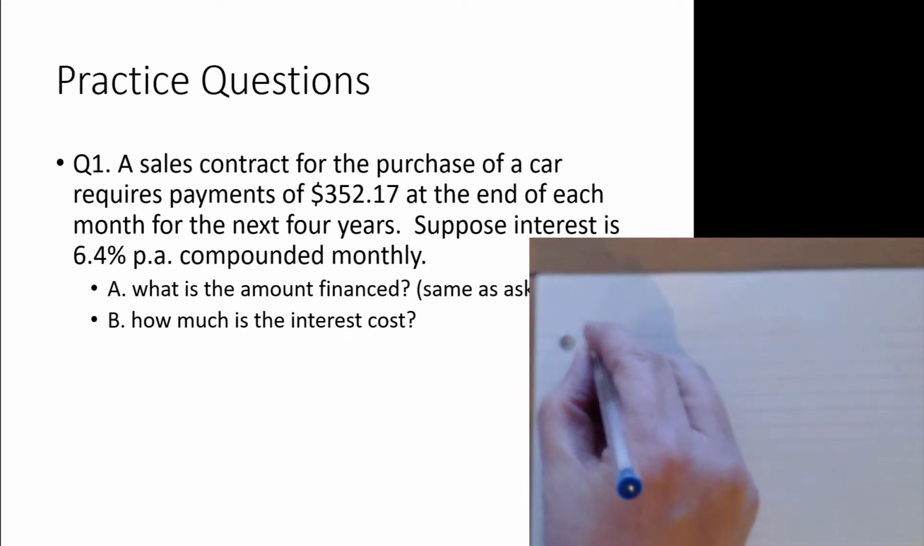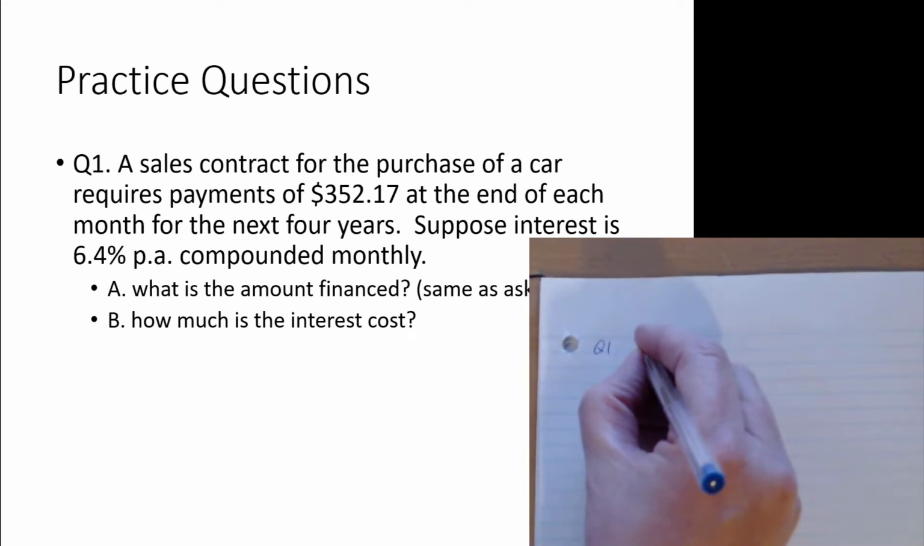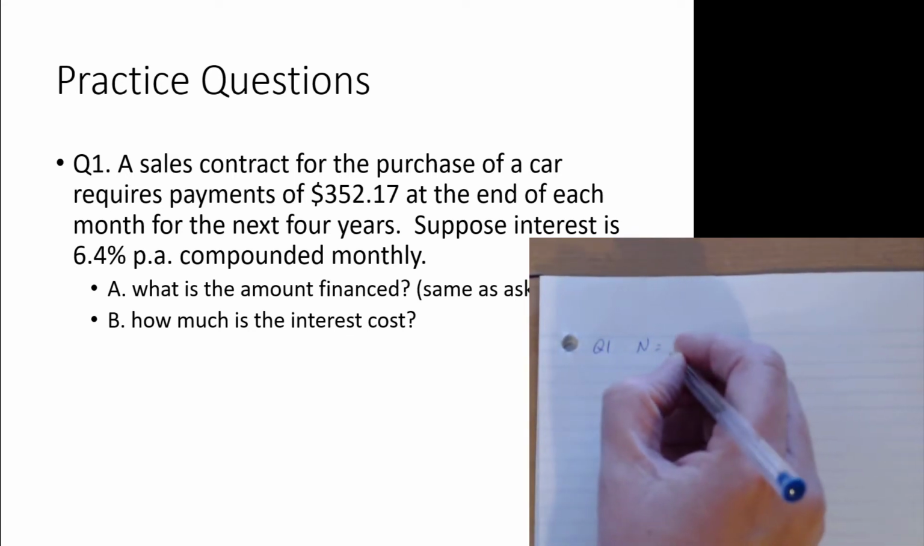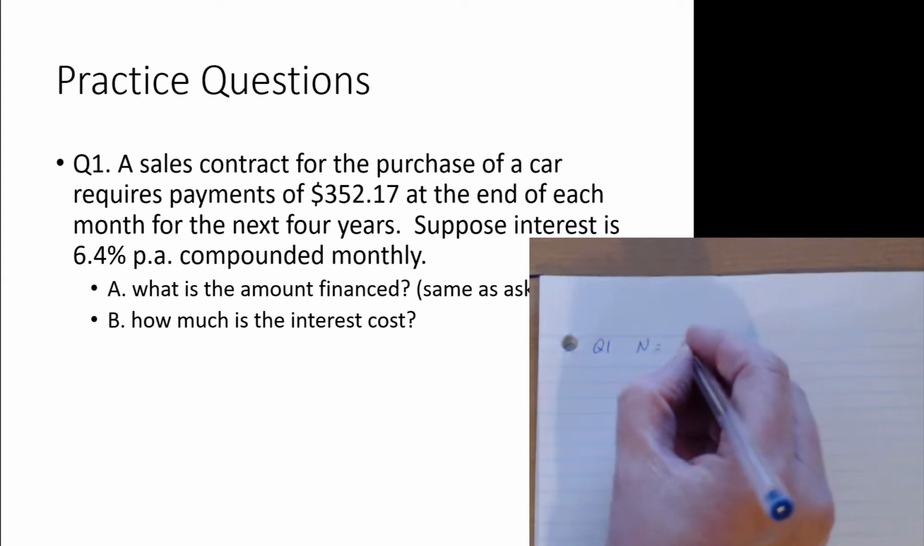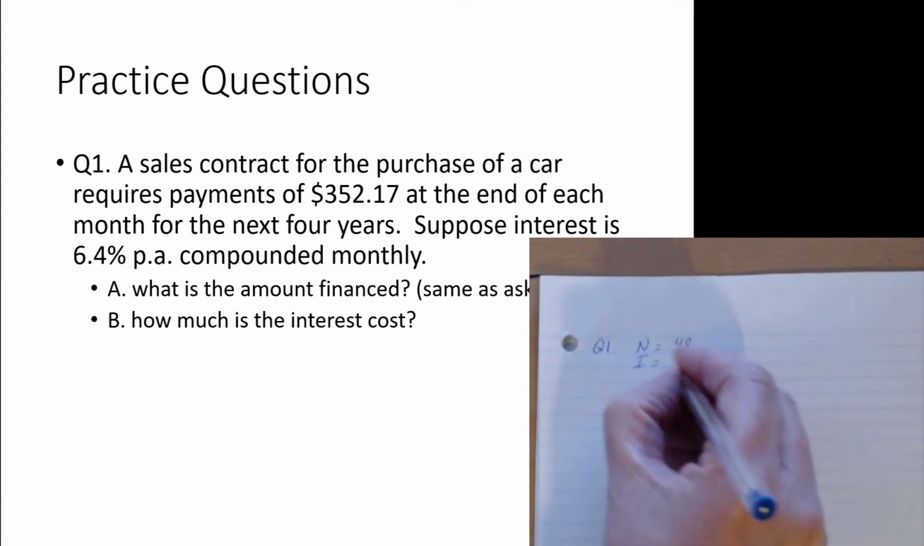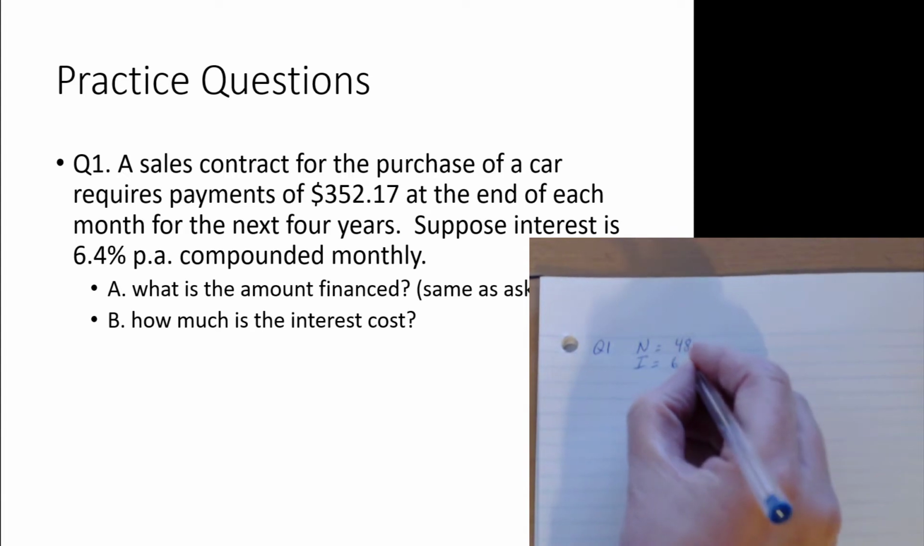So that's what we want, and we know we have an annuity. So our goal now is we're just going to get all our parameters down. N is the number of payments, and that is each month, so 12 per year for 4 years, so 48 payments. I is 6.4%.